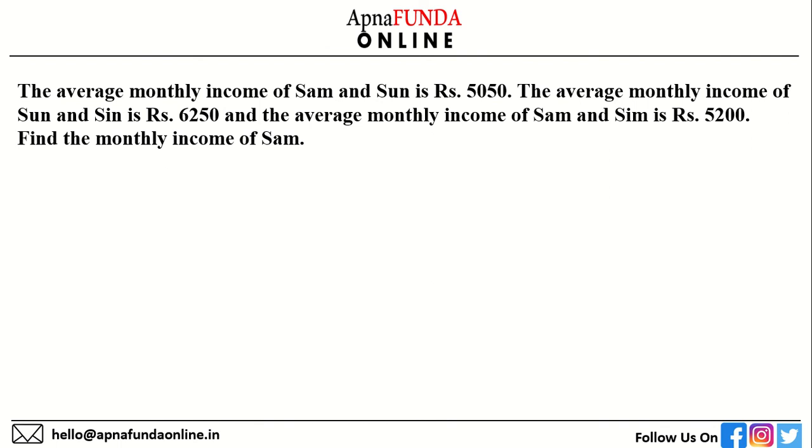Next question. The average monthly income of Sam and Sun is 5,050. The average monthly income of Sun and Sin is 6,250. And the average monthly income of Sam and Sin is 5,200. Find the monthly income of Sam.